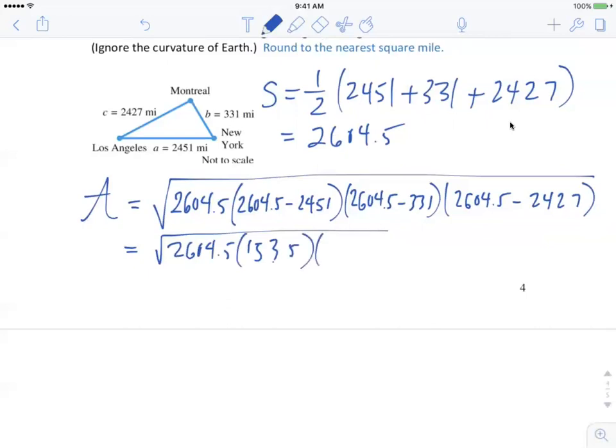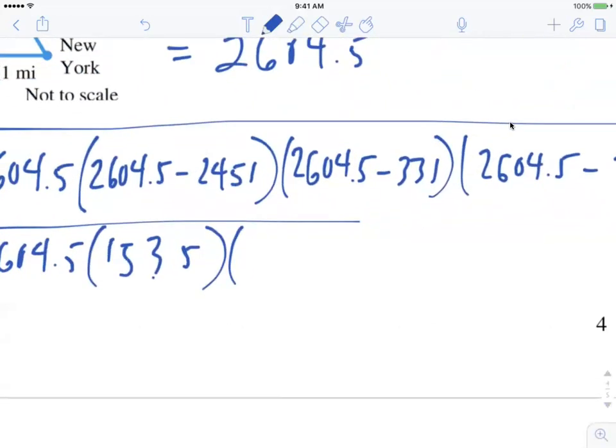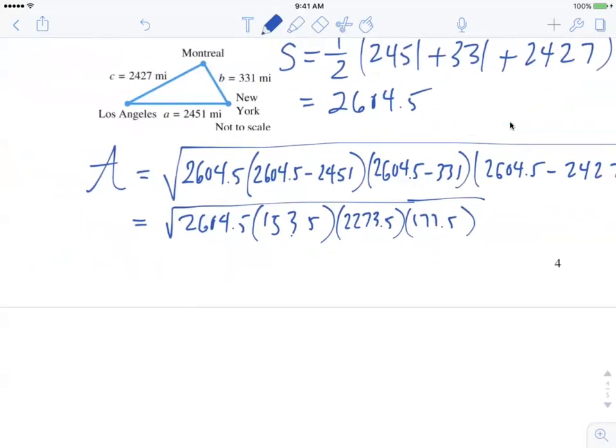Can I write that a little nicer? Jeez. Oof, I try to write nice and I start messing up. Okay, so I'm just calculating these out. This is not too exciting. And then put all that in your calculator and round to the appropriate nearest.